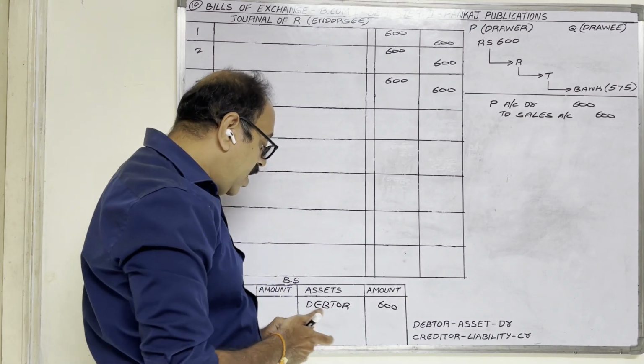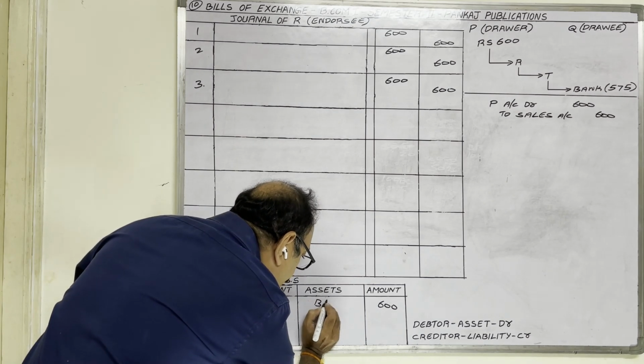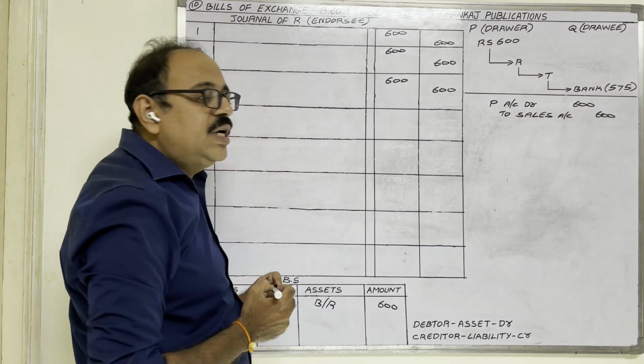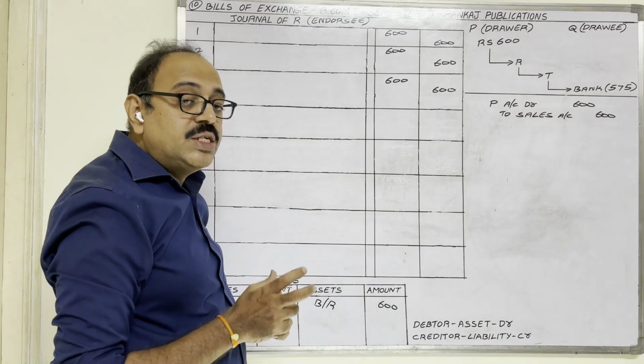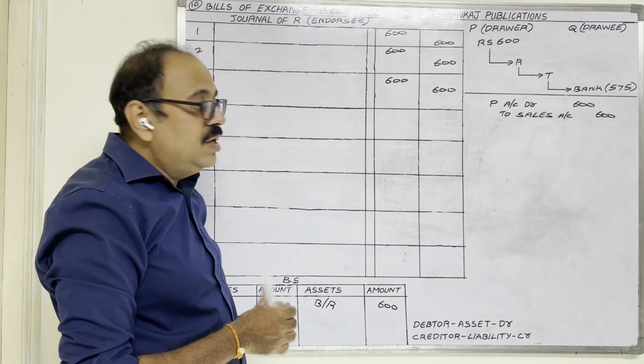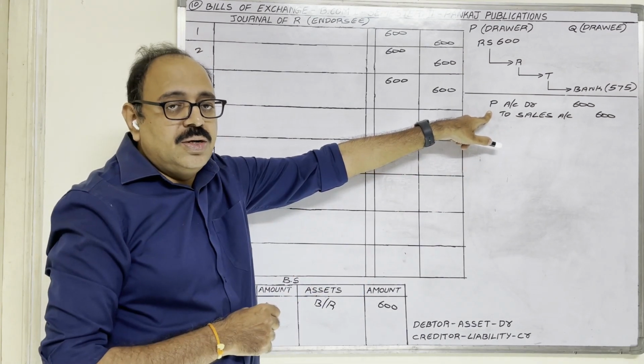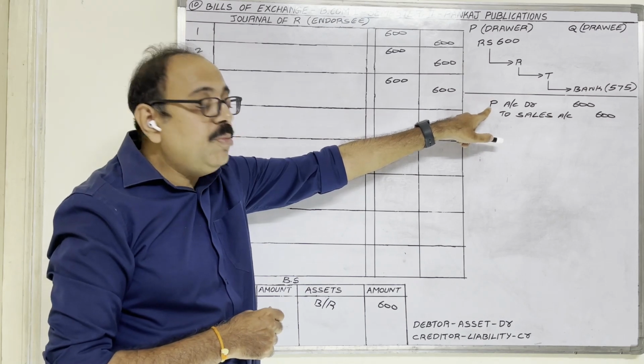Same asset, debtor, is converted into another asset known as bills receivable. So debtor asset we have to cancel, a new asset bills receivable we have to create. How to cancel debtor asset? By debiting P account we have created the debtor asset. To cancel we have to credit P account.